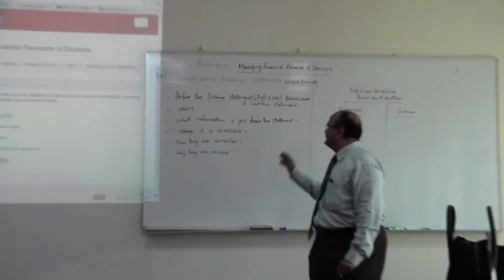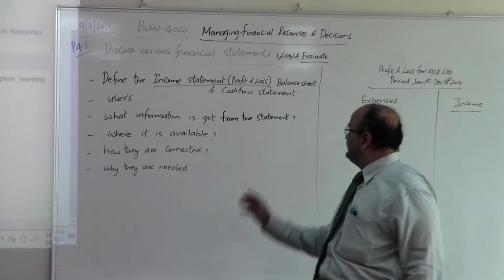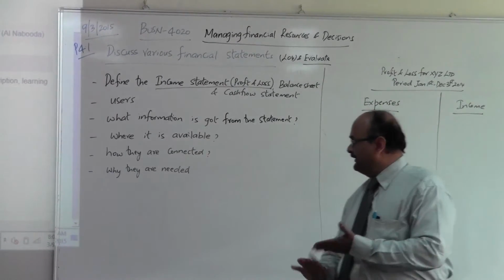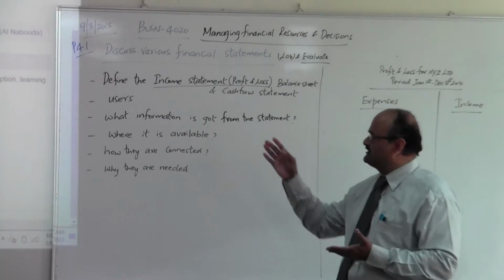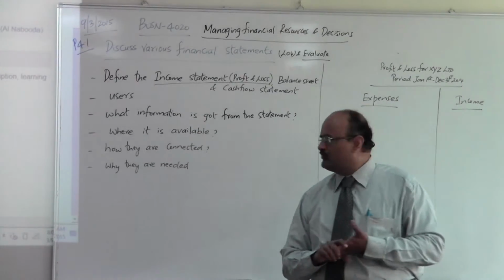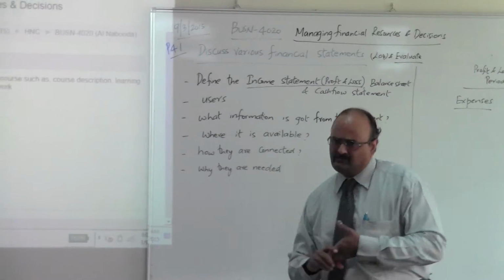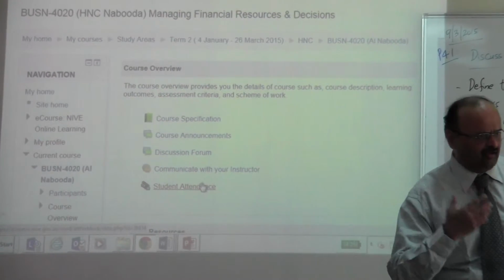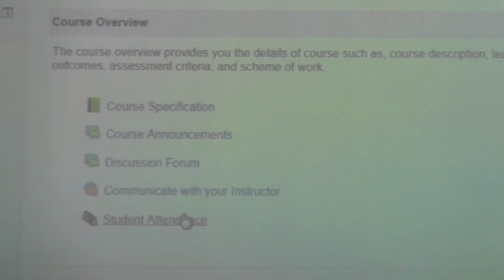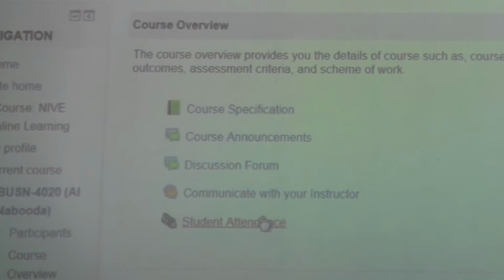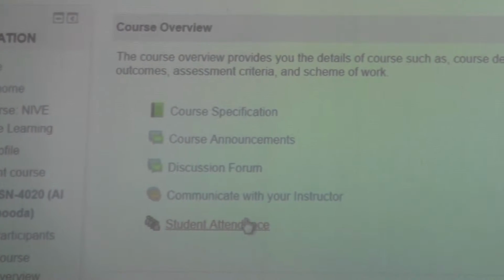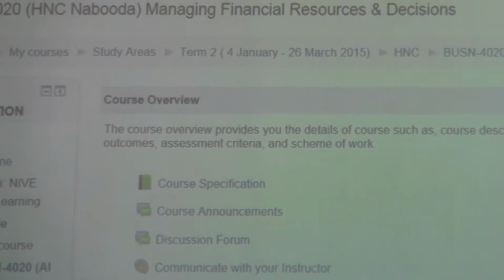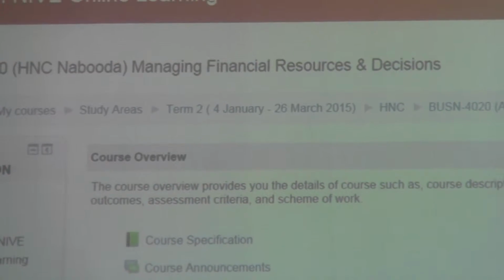This session today is on managing financial resources and decisions. It's there on the Moodle, and we will be discussing basically L4 or P 4.1, that is on various financial statements. We have earlier referred to a lot of financial statements. In one of the tasks, I remember you gathered information on various financial statements. So can we know some of the financial statements you have referred to earlier?